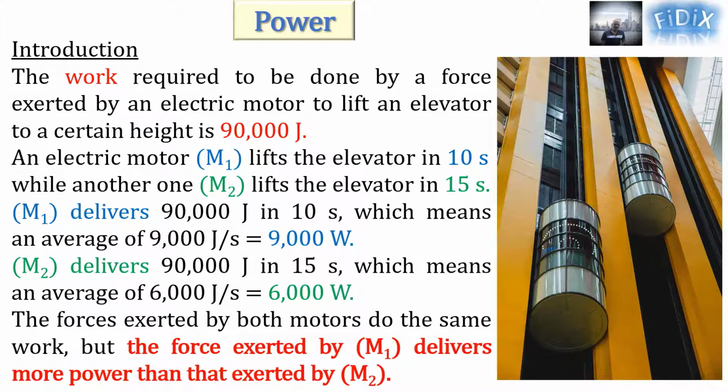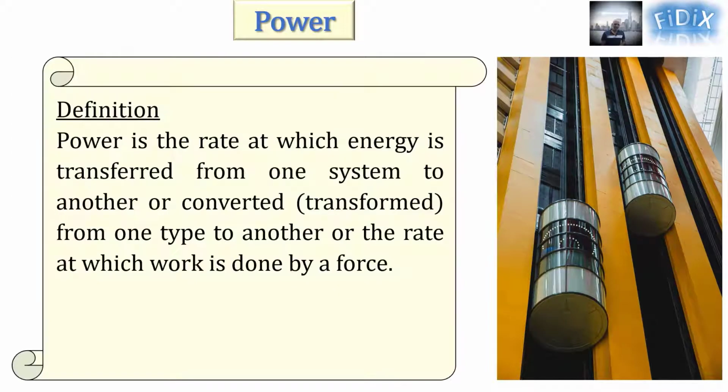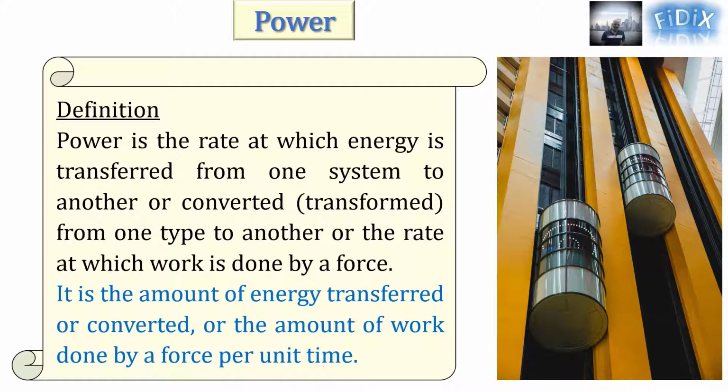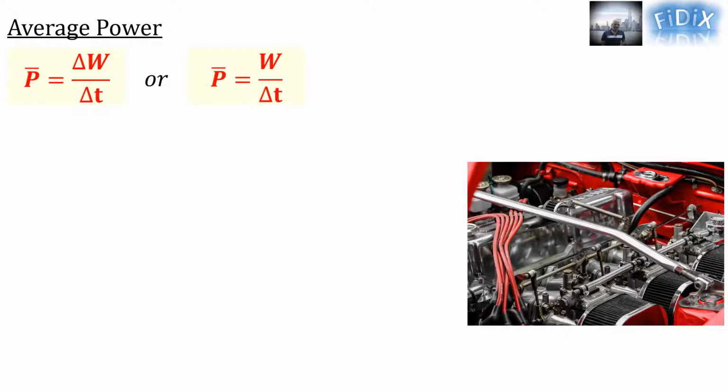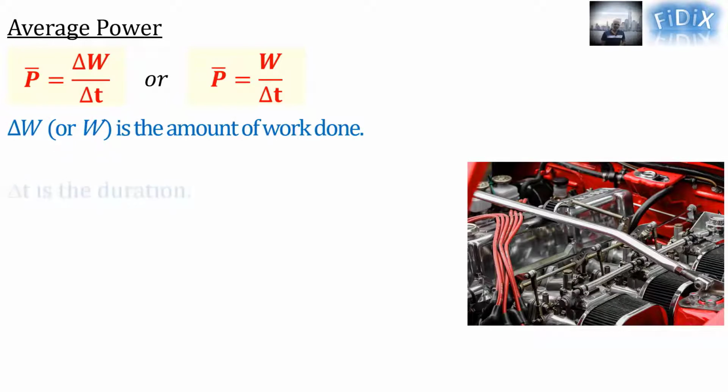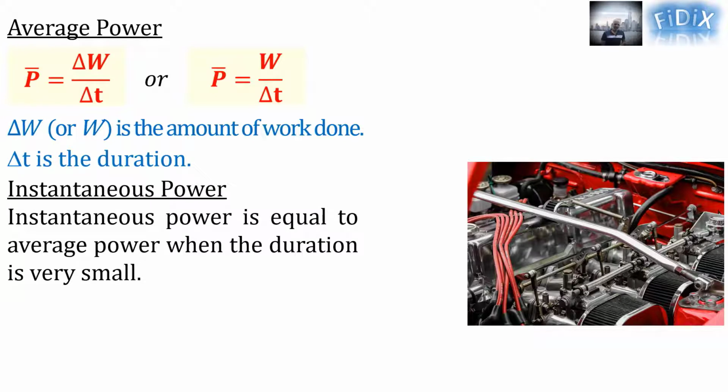The forces exerted by both motors do the same work, but the one exerted by M1 delivers more power than that exerted by M2. Power is the rate at which energy is transferred from one system to another or converted from one type to another, or the rate at which work is done by a force. It is the amount of energy transferred or converted, or the amount of work done by a force per unit time. Average power P bar is equal to the amount of work done delta W, or just W, over the corresponding duration delta T.